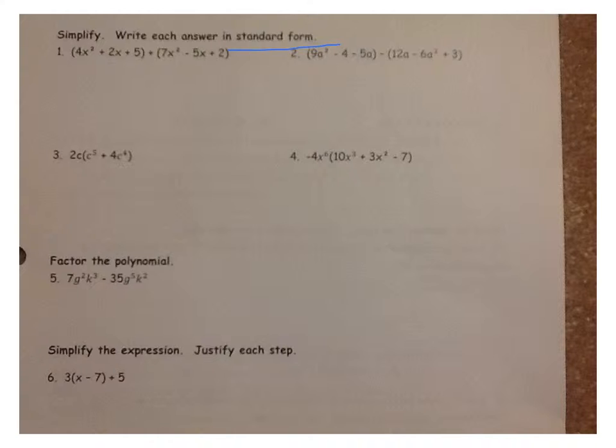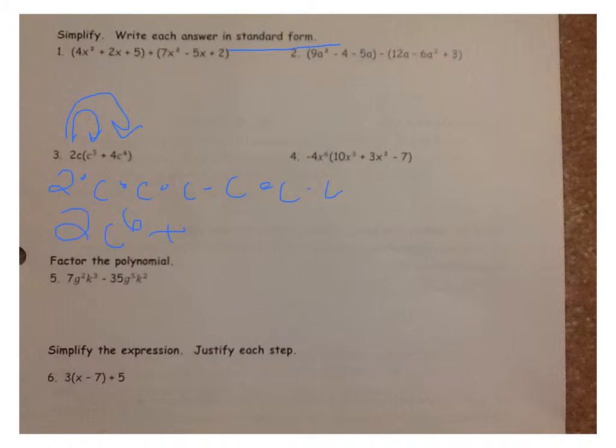When I look at number 3, I see that we are going to be using the distributive property. 2c times c to the 5th plus 2c times 4c to the 4th. Let me go ahead and write this out for you. 2c means 2 times c times c to the 5th, which is c times c times c times c times c. That means we've got 2 times 1, 2, 3, 4, 5, 6 c's, which can be written as 2c to the 6th.